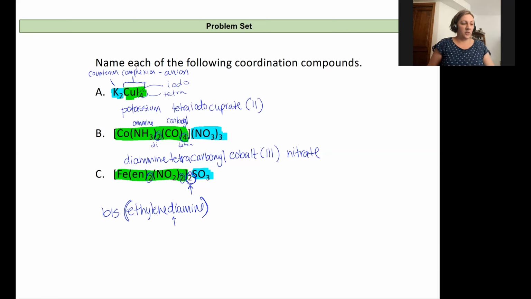And then when I switch to my nitro, my apologies, that's not nitrosyl, that's NO. My nitro, I have two of those, but I don't have a di or tri in the name nitro. So it'll come back to being dinitro. And now I name the iron, iron 3. 3 will be in parentheses. And now I name my counterion, which is the anion, which is sulfite. And that's it. Bis ethylene diamine dinitro iron 3 sulfite. It's a mouthful.